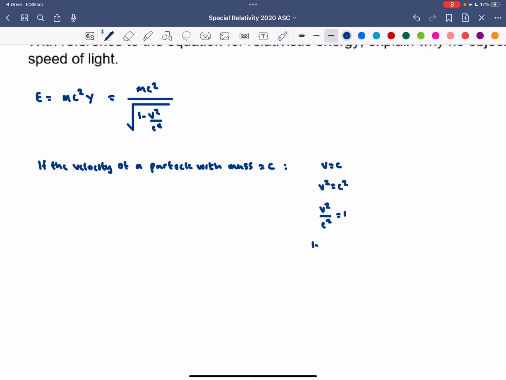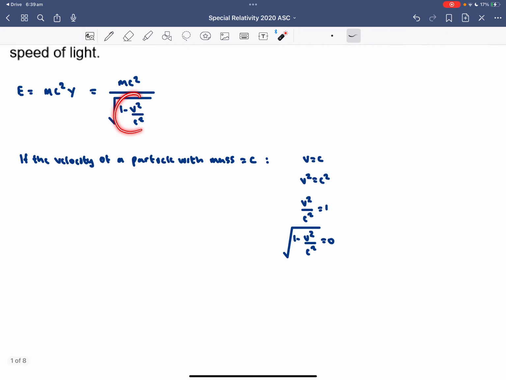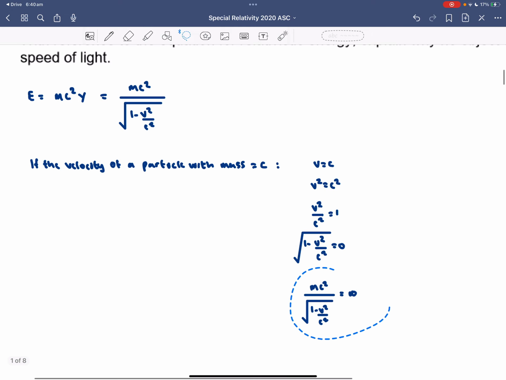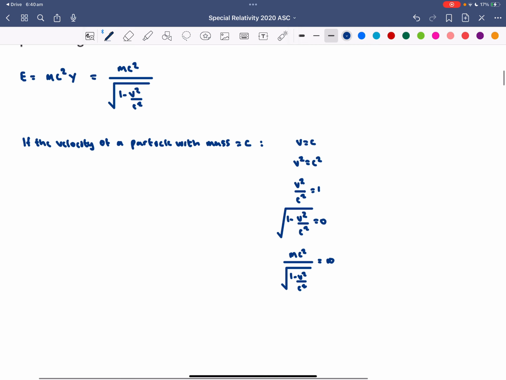If v squared on c squared is 1, then 1 take v squared on c squared is 0. And effectively that means the square root of 1 take v squared on c squared is also 0, which means that this denominator is approaching 0. If the denominator of a fraction approaches 0, the fraction approaches infinity. So what I have is mc squared on the square root of 1 take v squared on c squared is approaching infinity. Perfect. And that pretty much means total energy is infinite.